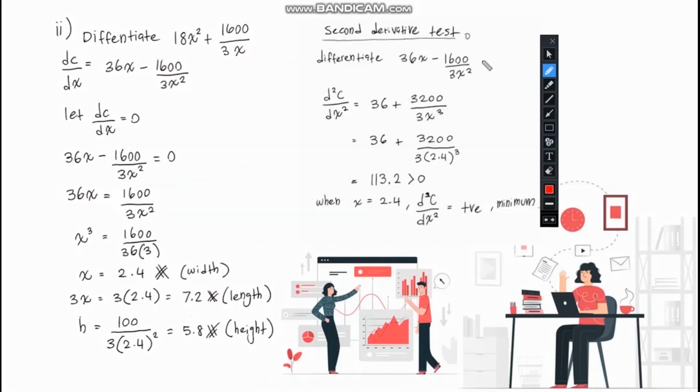So from here we differentiate again 36x minus 1600 over 3x squared, and we will have 36 plus 3200 over 3x cubed, and then we can substitute x into this expression and we will have 113.2, which is greater than 0. So when x is equal to 2.4, the second derivative gives us a positive value, which confirms our calculation that this gives us a minimum value for x.